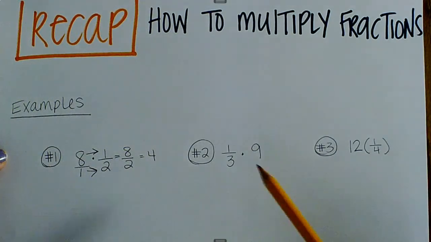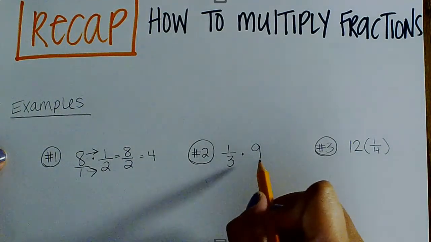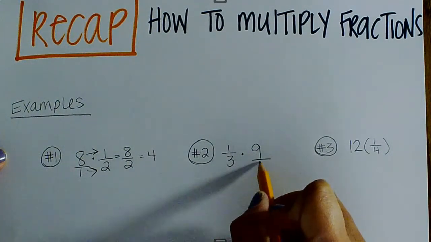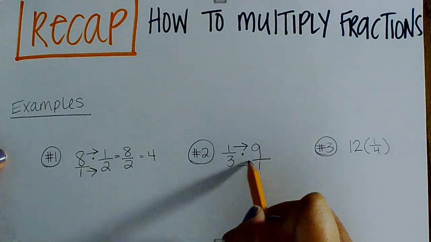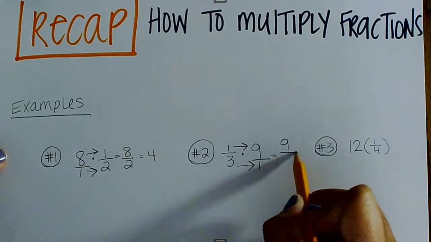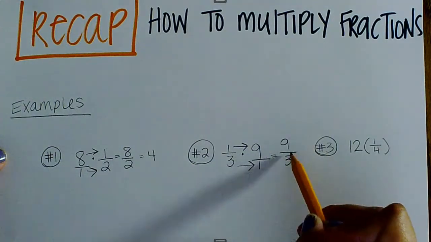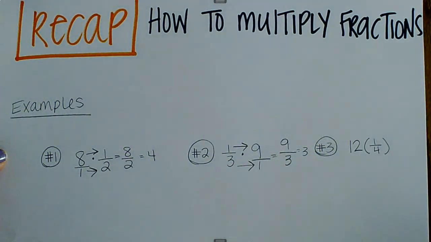Okay, example number 2. Here the fraction is first and the whole number is second. It doesn't matter. We still do the same process. We need to make this 9 a fraction. So we're just going to go ahead and put it over 1, so that way we can multiply straight across. So 1 times 9 is 9, and 3 times 1 is 3. But then again, 9 divided by 3, we know to be just 3.